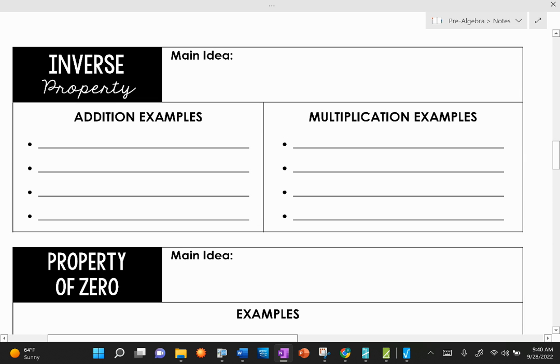All right. Inverse property. Okay, so inverse. What does inverse mean? We could say opposite. Okay, opposite would be another way to say it. So inverse uses the opposite to cancel out.